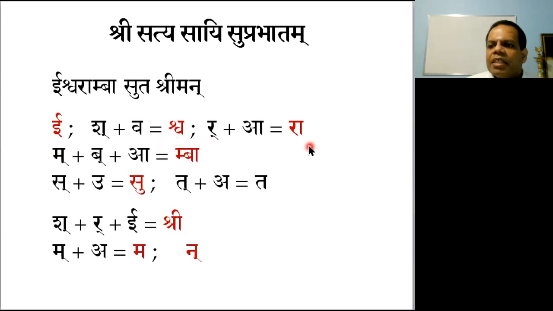The next letter is ra. R plus a, which is the longer akara, this gives you ra. Okay. I have made all the letters which you can trace here in red, so you can easily relate to them. I hope it helps. The next letter is a compound consonant again. Three letters are involved. M, b, and a. Okay. Ba.